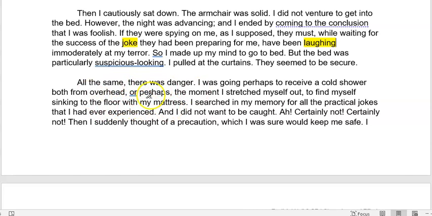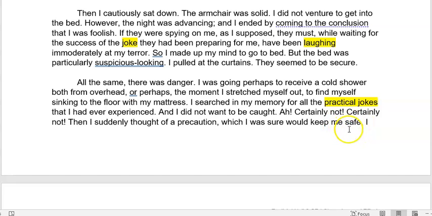So he's afraid that even if he lies in the bed, they're going to dump cold water on him as a prank or a practical joke. I searched in my memory for all the practical jokes that I had ever experienced, and I did not want to be caught. Certainly not. Then I suddenly thought of a precaution which I was sure would keep me safe.